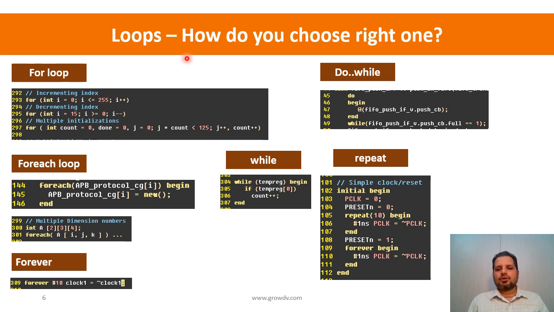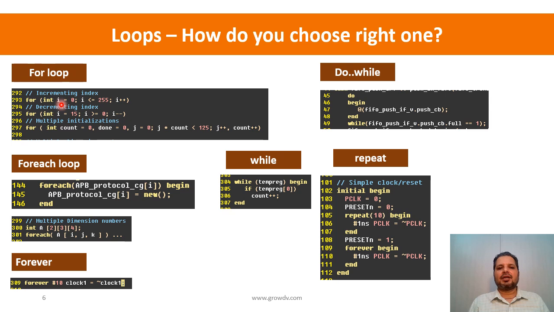Okay, loops. There are 7 different ways in which you can do looping in SystemVerilog. You have your simple for loop, the C type of for loop. So you can say for int i equal to 0. You don't have to declare the index variable separately, you can just do it as a part of your loop itself. And then you can do an incrementing loop where you keep incrementing the index.